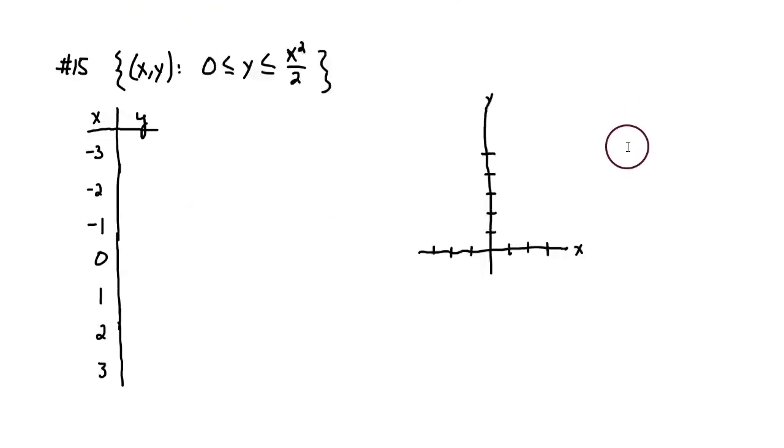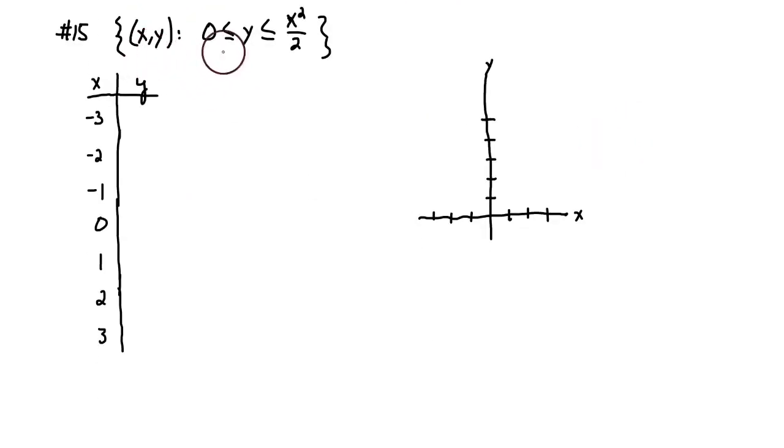Number 15. The set of ordered pairs x and y such that this inequality is true. Let's substitute our value into that inequality.